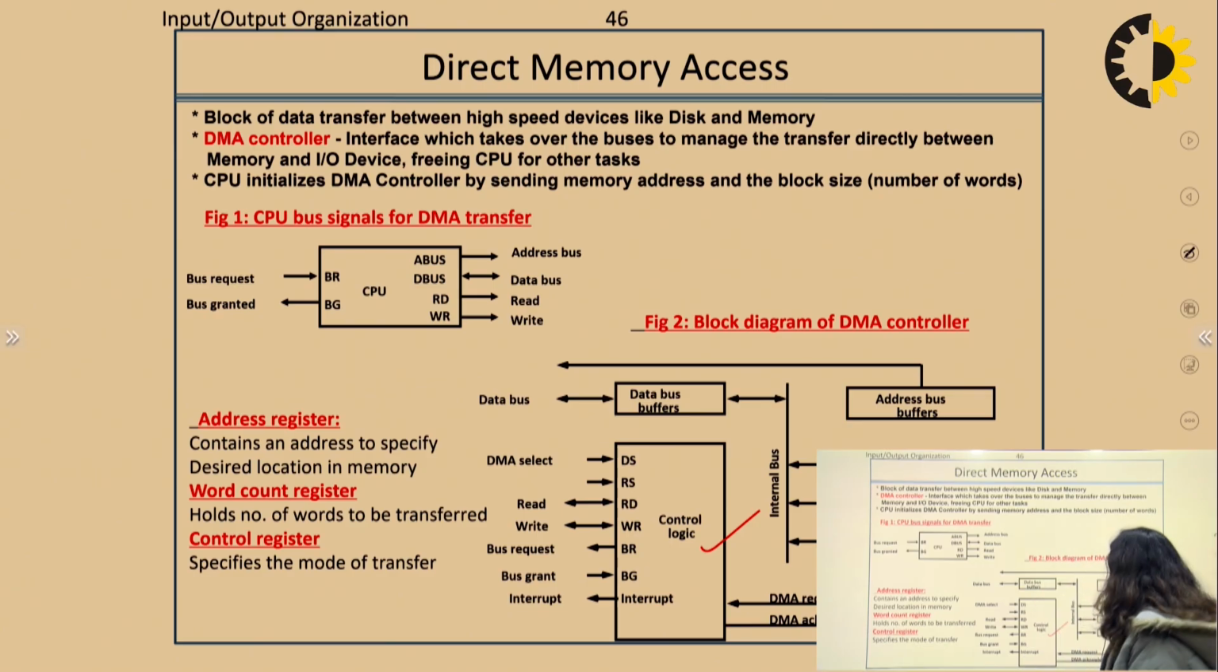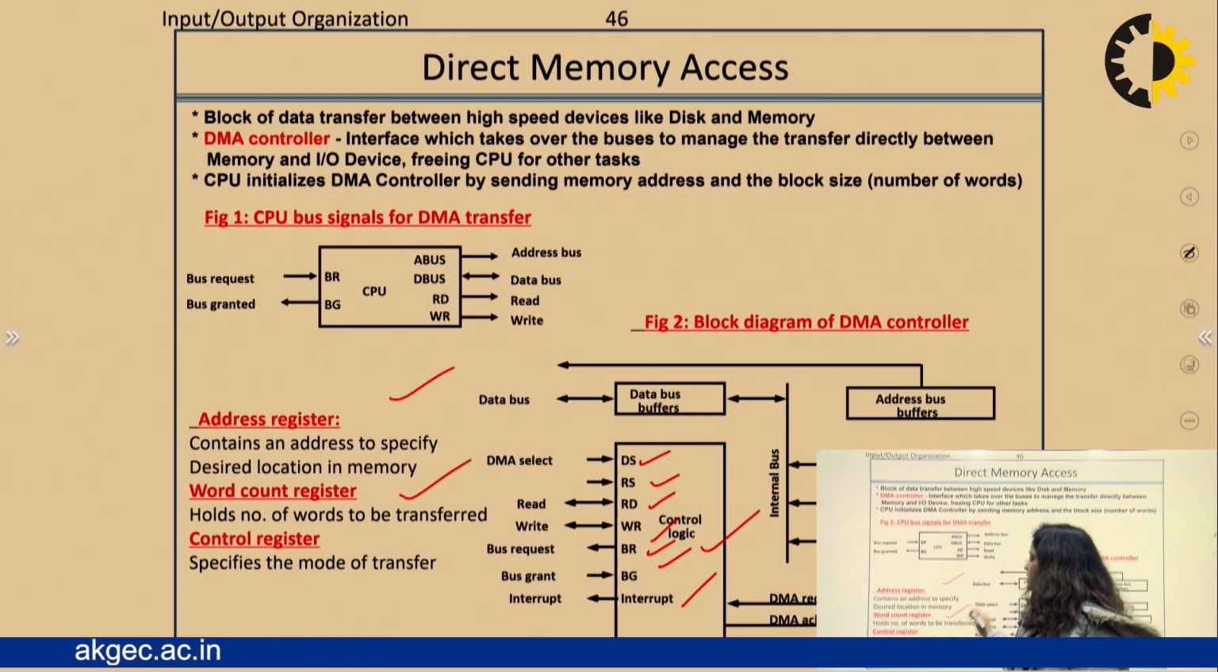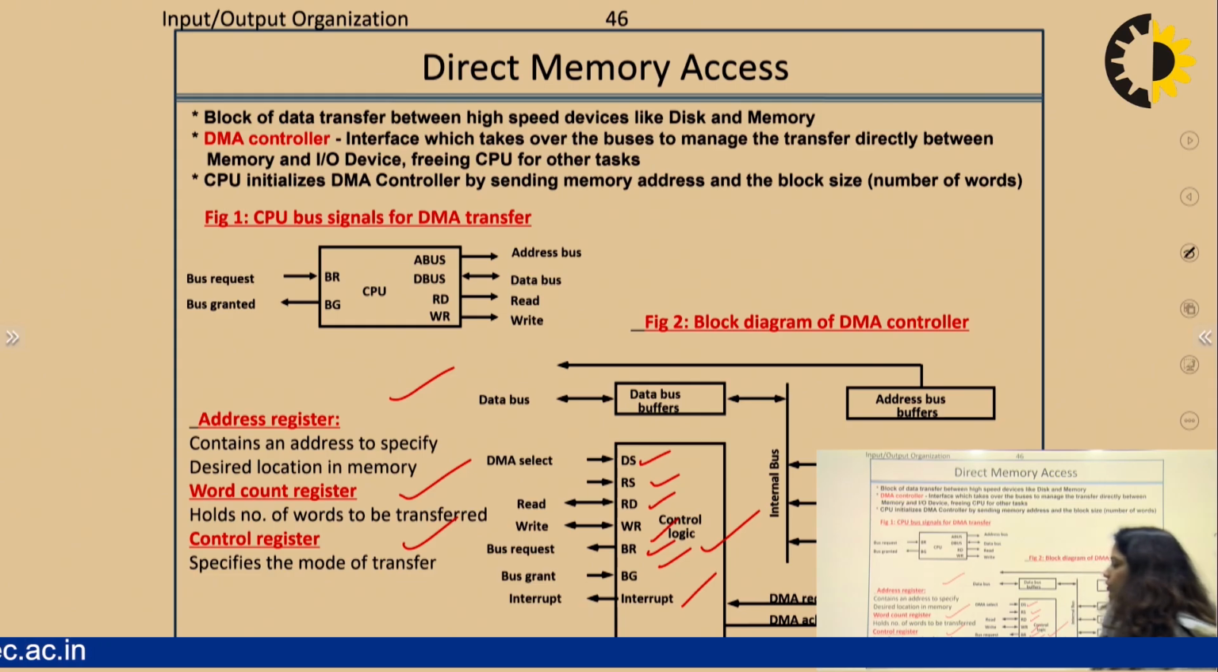So how will this be possible? In a DMA chip, we can say that it is a controller chip that will have the DMA select signal. We have the read signal. Okay, then we have the write signal that is indicated by WR, and then we have bus request, bus grant, and interrupt signal. So these are certain signals which are part of this DMA controller chip. Along with this DMA controller chip, 3 more registers are used: address register, word count register, and the control register. Now what is an address register?